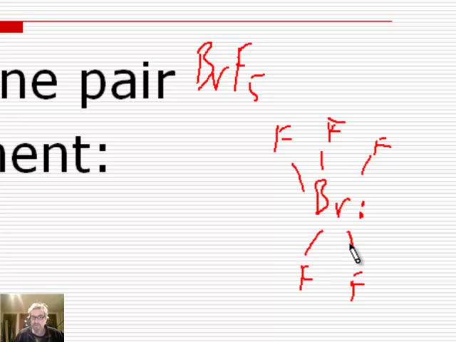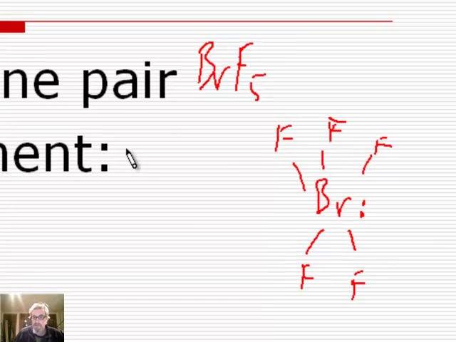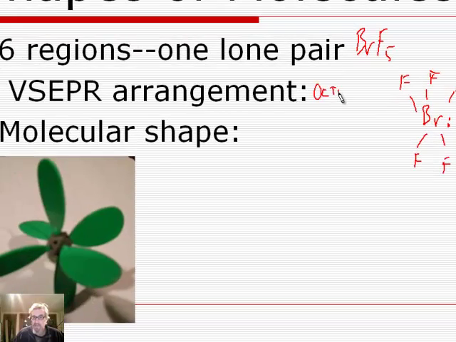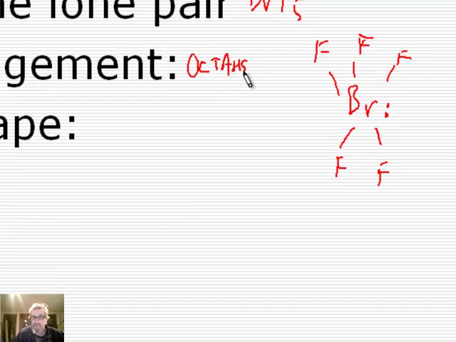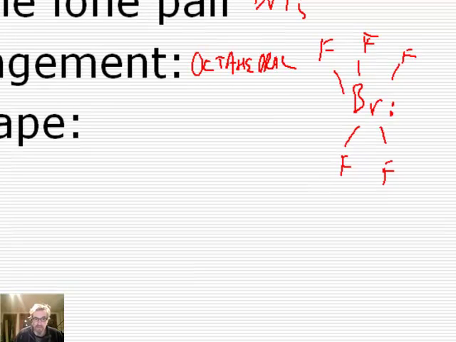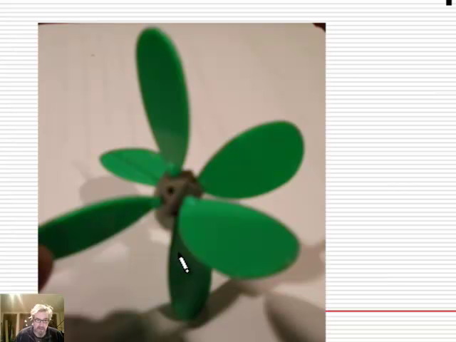Now we have 6 regions of electron density. 5 of them are bonds. 1 of them is a lone pair. Because there are 6 regions, the VSEPR arrangement is octahedral. But the molecular shape was influenced by the fact that right there, let's call this one down there, a lone pair. So just because it's 6 regions doesn't mean it's going to be octahedral. In this case, it's something different.